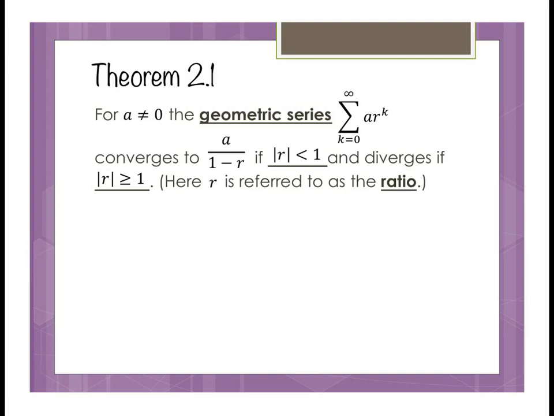All right, so our theorem that talks about this geometric series says that if we have this geometric series, it will converge to a over 1 minus r when the absolute value of r is less than 1. And it will diverge if it's greater than or equal to 1. And I've mentioned it before, and it's actually written here now that r is referred to as the ratio, or you may hear me say common ratio. Some books will use that terminology.